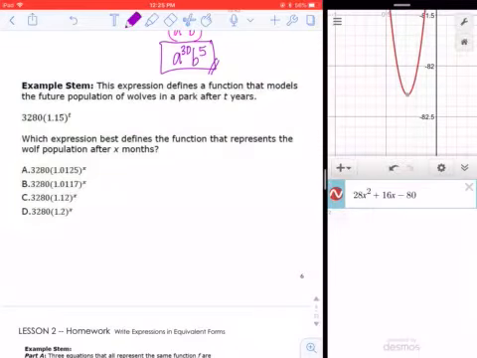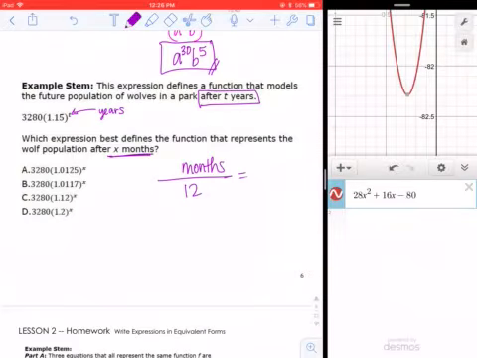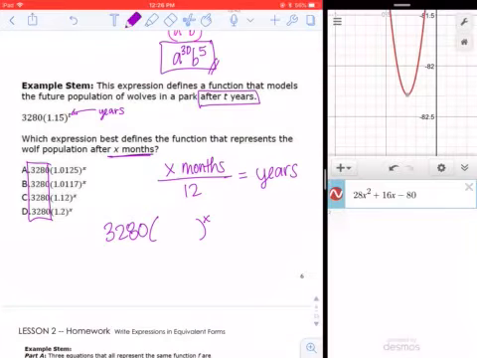It says the expression defines a function that models the future population of wolves in a park after T years. So we know that this is measured in years. So if they tell me what x is after, and x is in months, right? Then my months divided by 12 tells me how many years I have. Right, so x divided by 12. So I have my 3,280. That's not changing. I can see that here. And then I see something to the power of x, which means I really have x divided by 12. Right, x divided by 12 there.